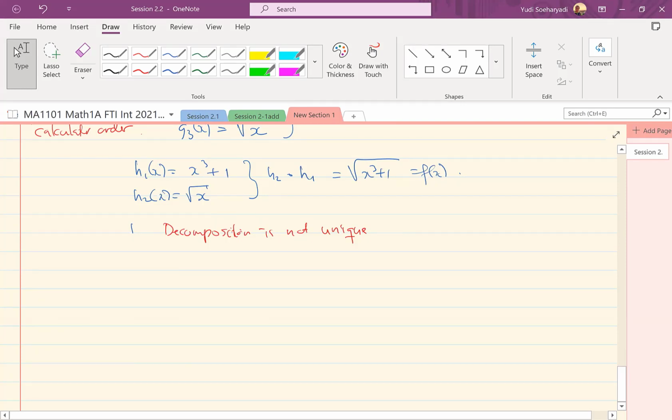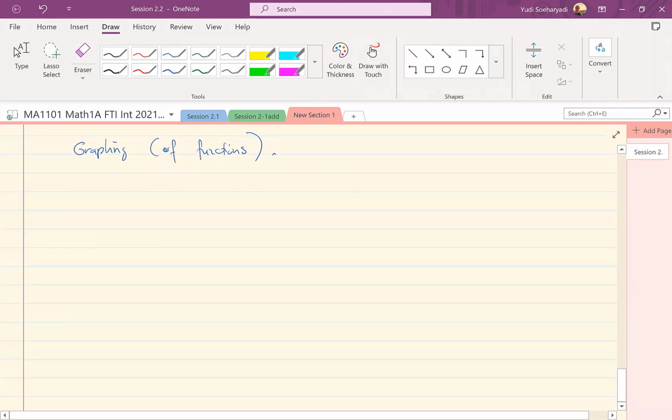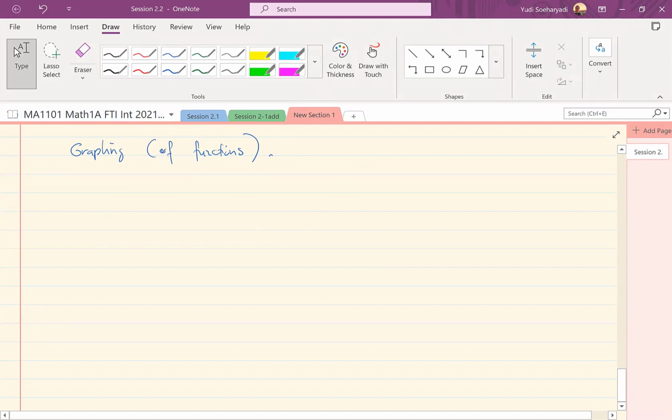All right. If not, let's do some graphing of functions. Okay, a graph means, well, you know how the graph is. What we need is a Cartesian coordinate.